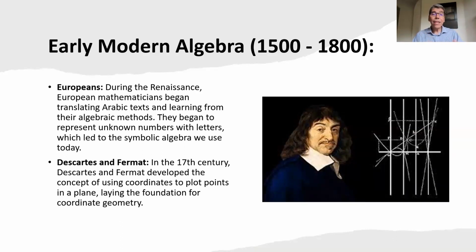And this is the time of the Renaissance, where science started being developed in Europe. Some of the main contributors in mathematics, especially in algebra, are Descartes and Fermat. In the 17th century, in the 1600s, they developed the concepts of using coordinates to plot points in a plane.